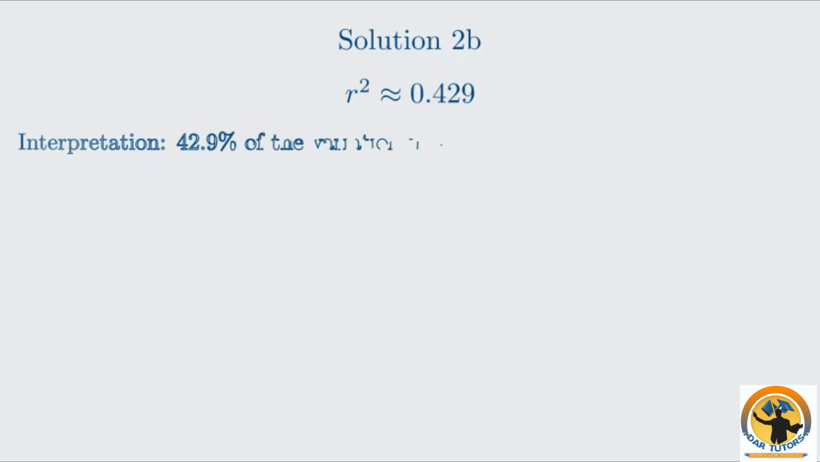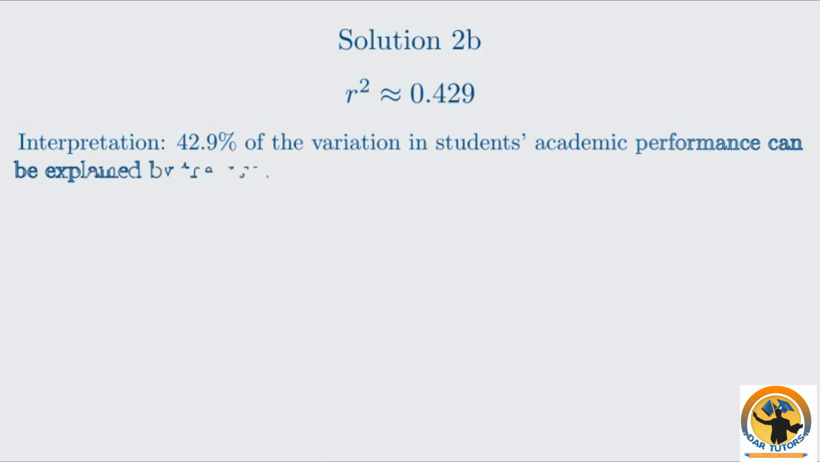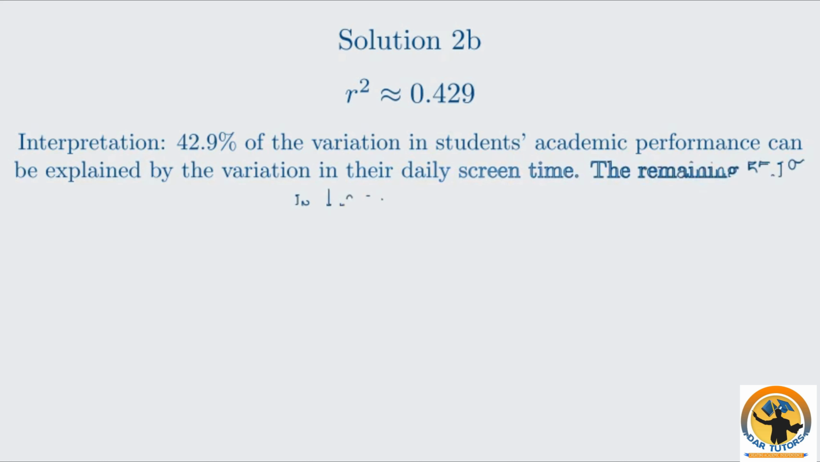Since screen time is our independent variable, we can say that 42.9% of the variation in students' academic performance can be explained by the variation in their screen time. This implies that the other 57.1% of the variation in academic performance is due to other factors, such as study habits, quality of teaching, or natural ability.